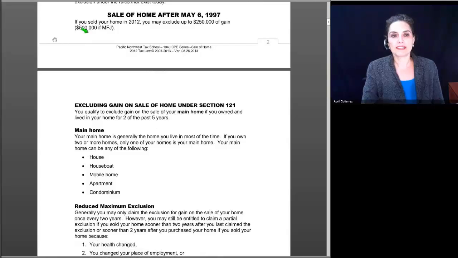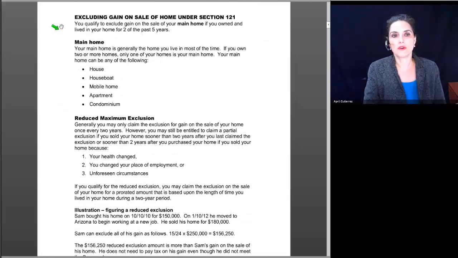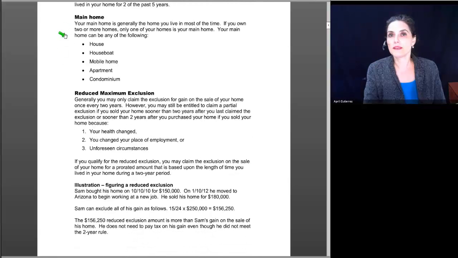Sale of home after May 6, 1997, and of course, today we exist in a world that is after May 6, 1997, and so these are the rules that are in play today. If you sold your home in 2012, you may exclude up to $250,000 of gain or $500,000 if you are married filing joint. Excluding gain on the sale of a home falls under Section 121, because it's Section 121 that spells out all the rules about how you are allowed to do this. You can qualify to exclude gain on the sale of your main home if you owned and lived in the home for 2 out of the last 5 years. So what is a main home?